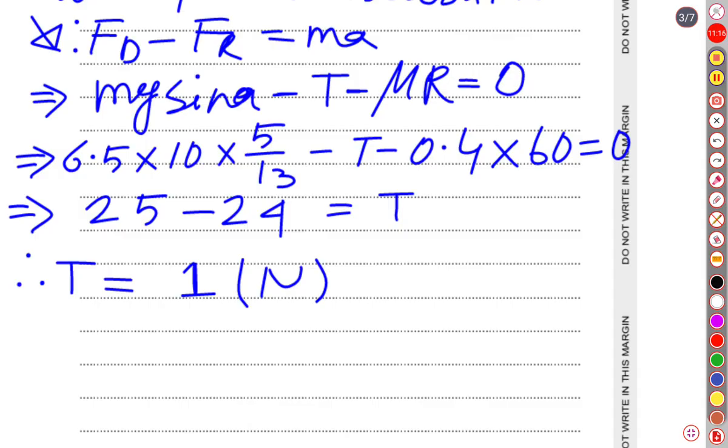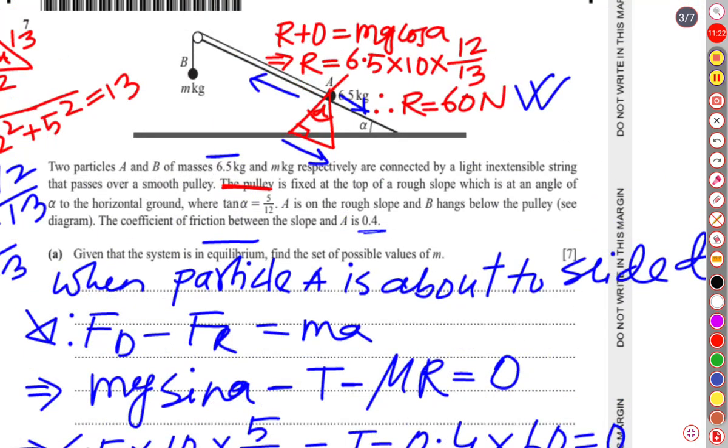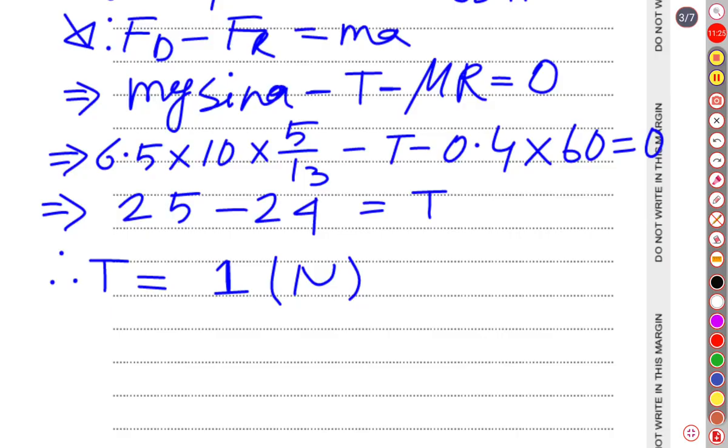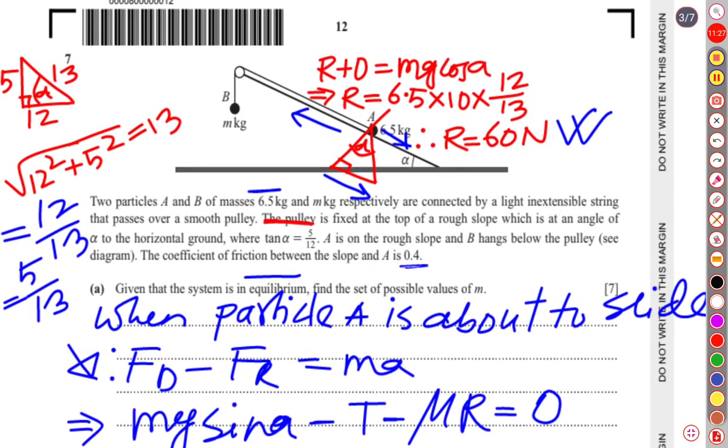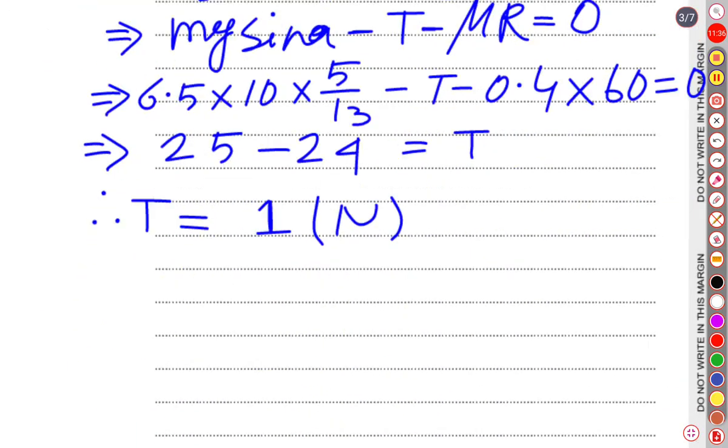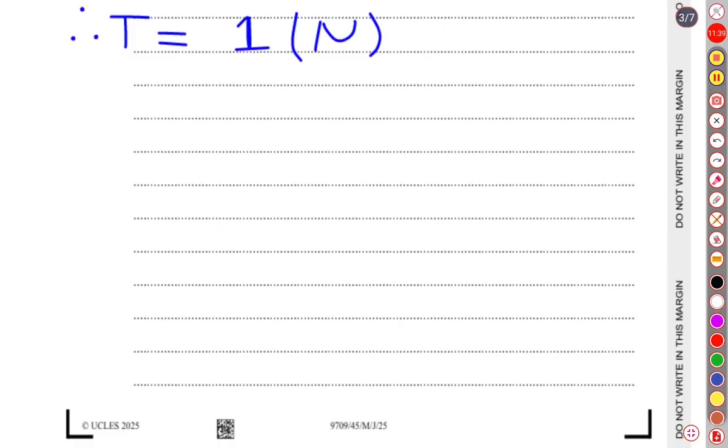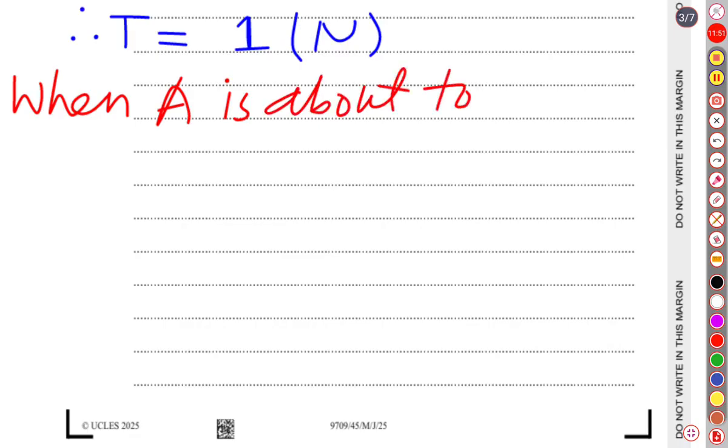Okay, the second possibility. What is the second possibility? We know that this is the tension when the particle was about to move down. Now we will find the tension in the string when the particle was about to move up. So let us write it in words. When particle A is about to move up, slide up or move up, whatever you write, slide up. Okay, the same concept we are going to apply.